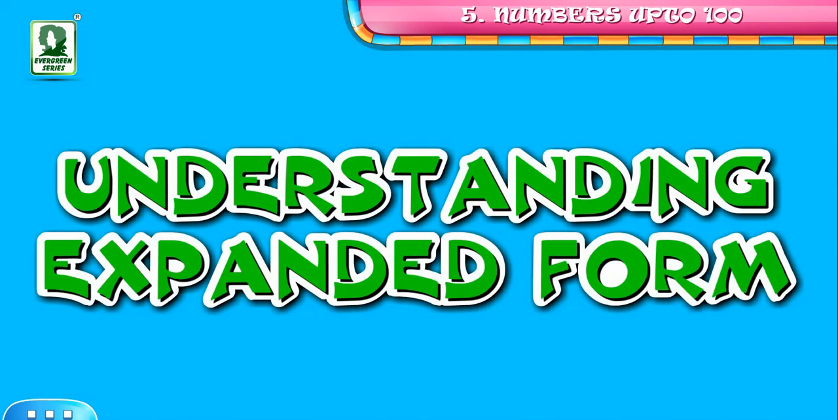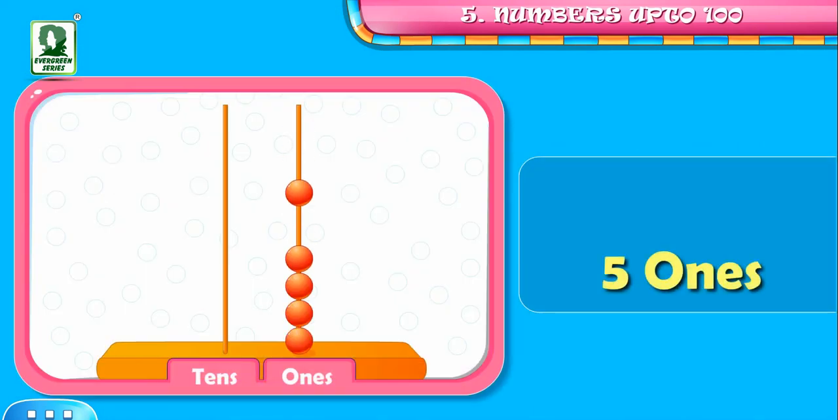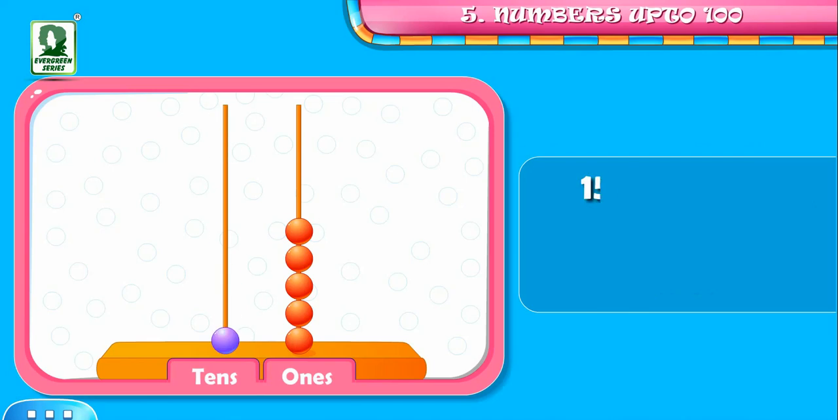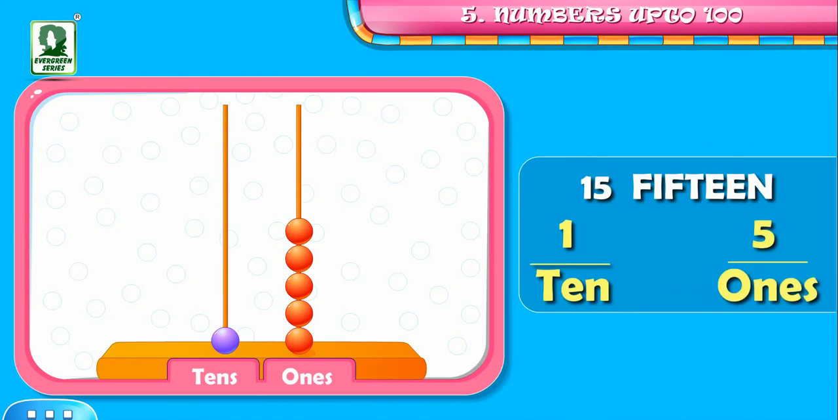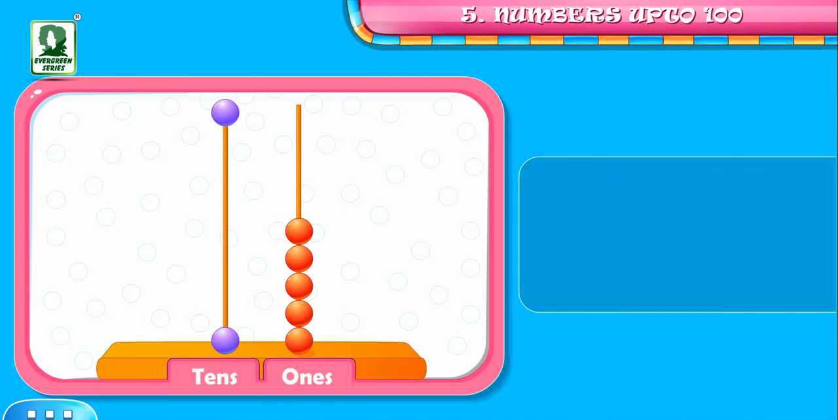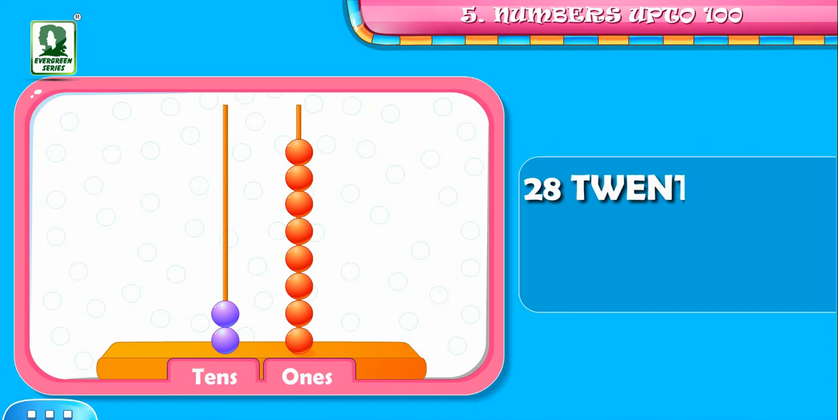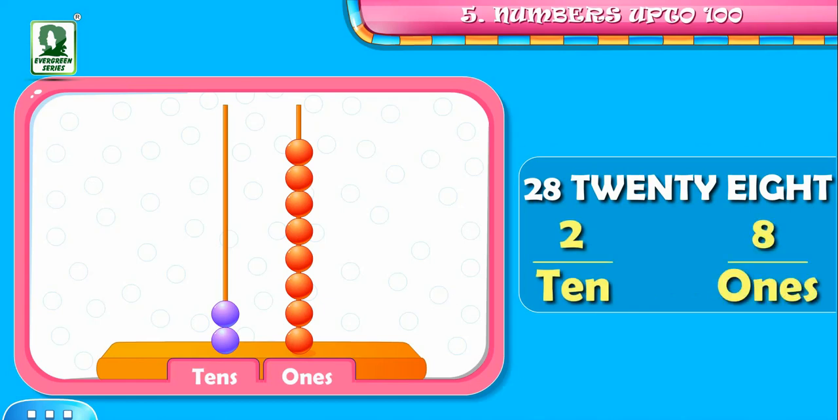Understanding expanded form. 5. F-I-V-E, 5. 5 ones only. 15. F-I-F-T-E-E-N, 1 ten and 5 ones. 28. T-W-E-N-T-Y-E-I-G-H-T, 2 tens and 8 ones.